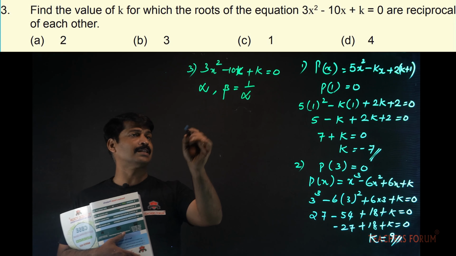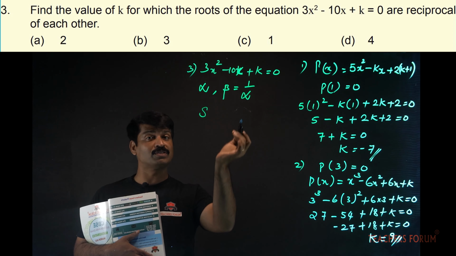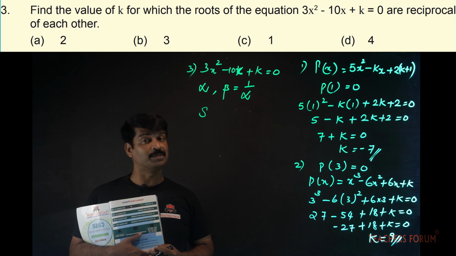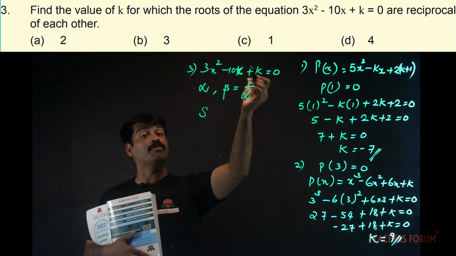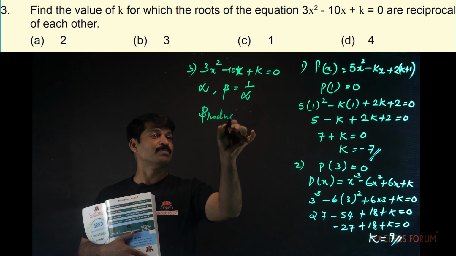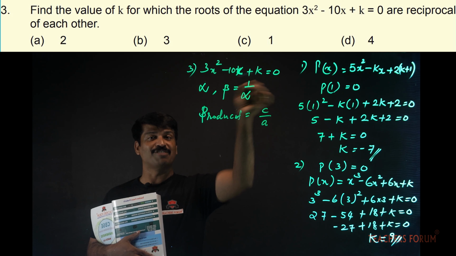Now, you know what is the formula to find the sum of zeros? You know that sum of zeros is equal to minus b by a, and the product of zeros is equal to c by a. Here you have to find the value of k. So here, you have to find out the product, because the product of zeros is equal to c by a. In c we have k.